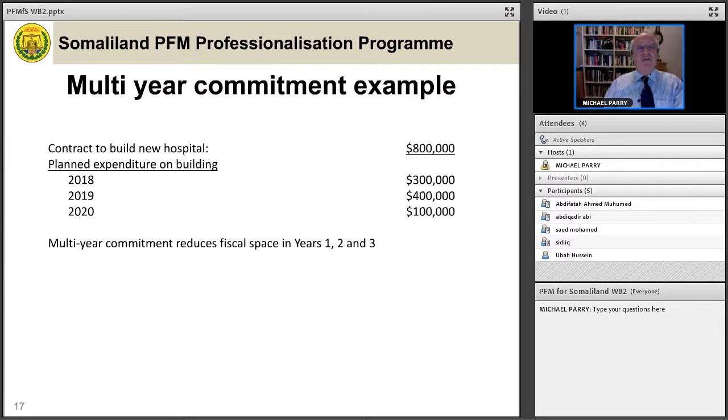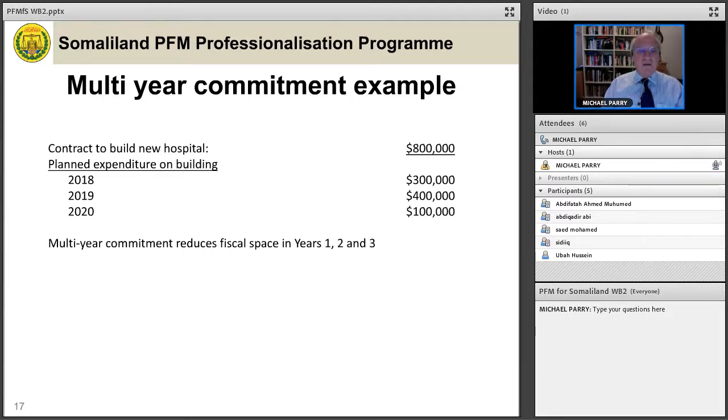Now that was a single year commitment. It becomes more complex if you have multi-year commitments. For example, supposing the Ministry of Health is going to build a new hospital at a cost of $800,000 and it plans to do so over a period of 3 years. $300,000 in 2018, $400,000 in 2019, and $100,000 in 2020.